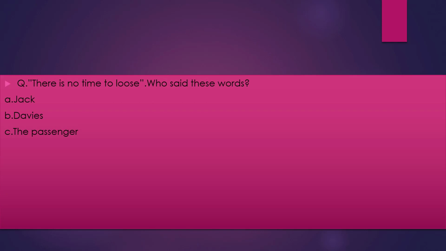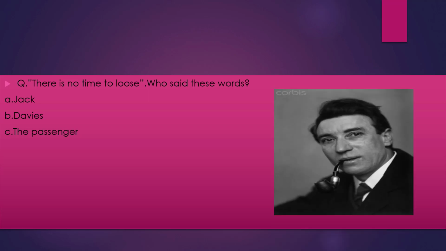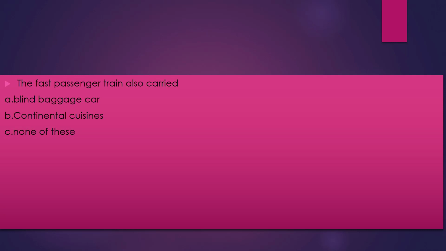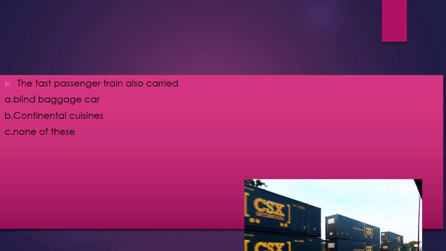There is no time to lose. Who said these words? Option A, Jack. Option B, Davis. Option C, the passenger. By whom are these words told? Just think over it and share your answer. And the answer is, any guess? You're right, it's Davis. The fast passenger train also carried option A, blind baggage car, option B, continental cuisine, and option C, none of these. And the answer is, you're right, it was a blind baggage car.